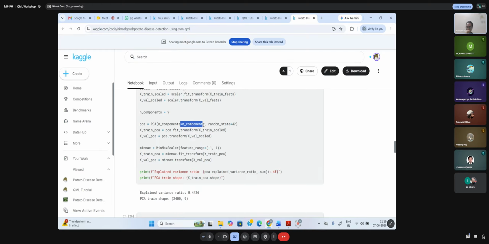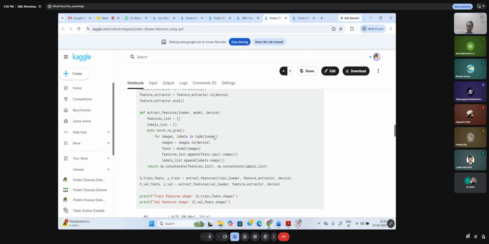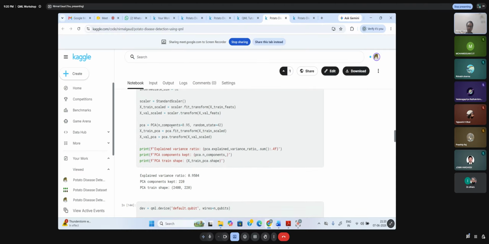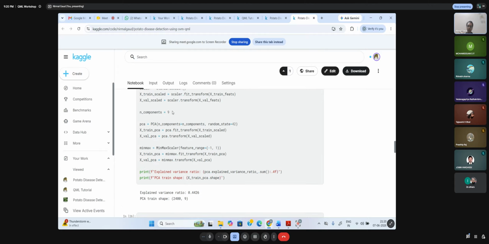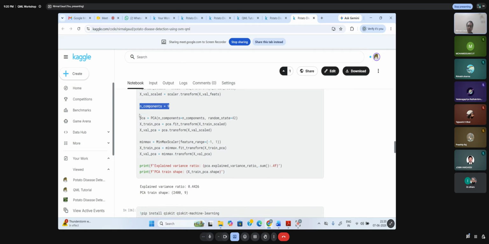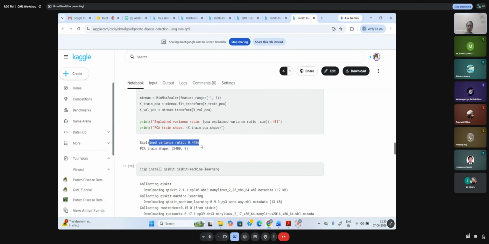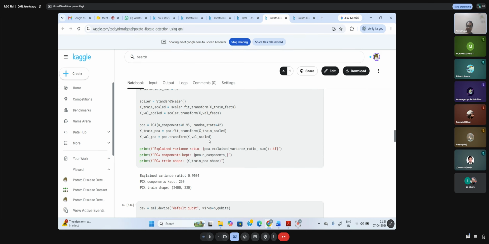What I can do is change it as I did here, like this 0.95. Here I mentioned 0.95, but there I took 9 components. I think 0.95 will not be that much different. But here what happened? The variance explained came to be 44%. And with 0.95, it is coming to be 94%. You can see the variance ratio is 0.95.